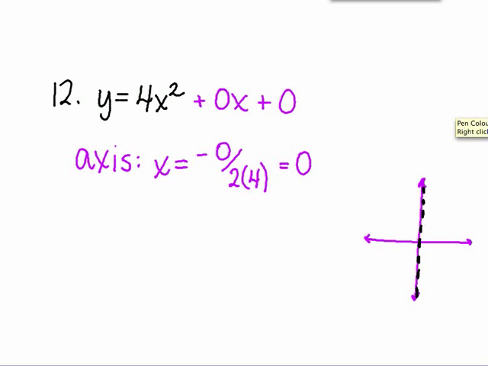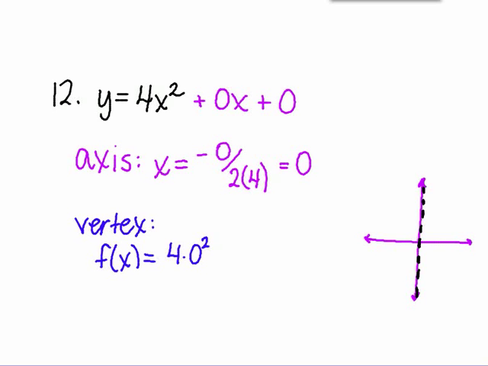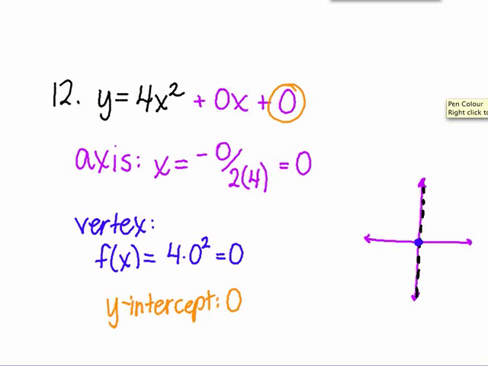Now, to find the vertex, I'm going to plug in 0 for what? X. So if I plug it in, I take 4 times 0 squared, which is what? 0. So 0 is just going to be right here. And now the question is, what's the y-intercept? The y-intercept is c, 0. But c is 0. So the y-intercept and the vertex are the same point. So then the question is, how do you draw it? Does the graph open up or down? Up, because it's a positive 4, so this is all you're going to do.